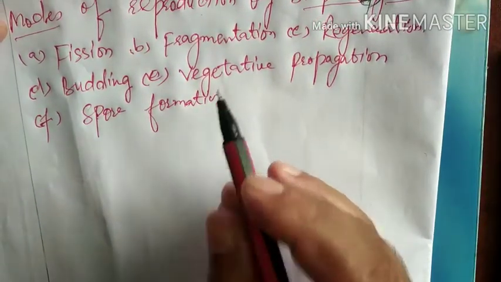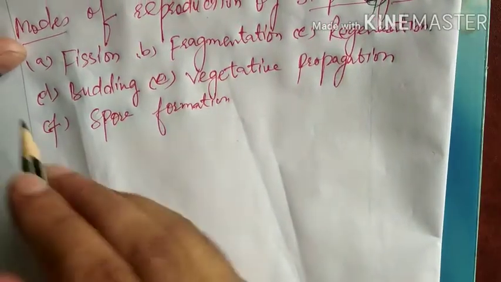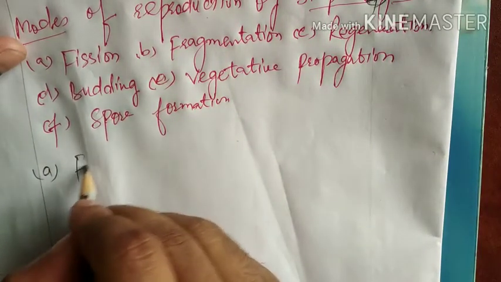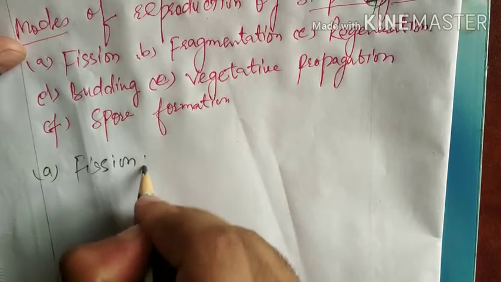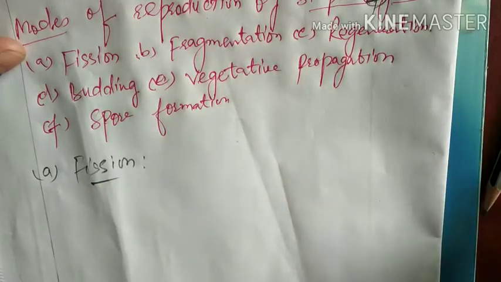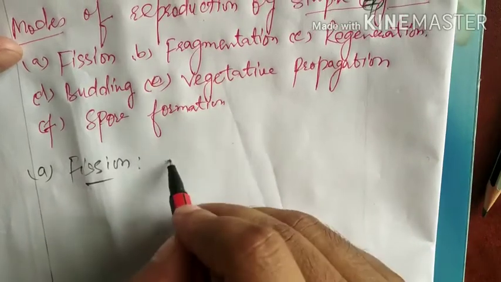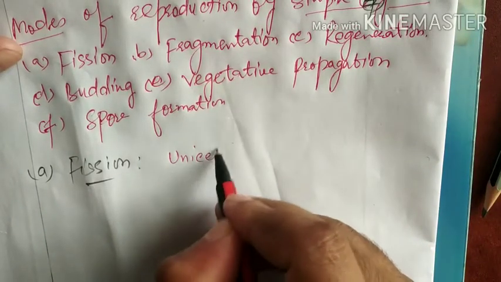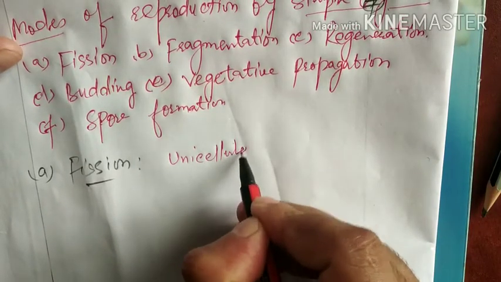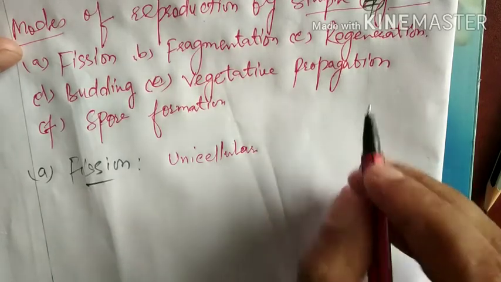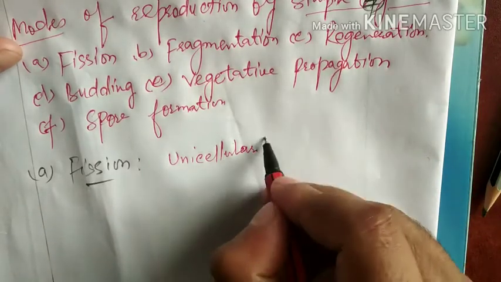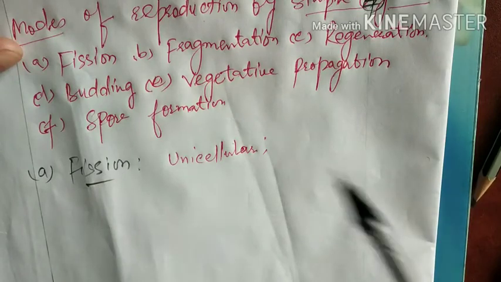These are all the different modes by which simple organisms reproduce using asexual reproduction. So what comes in fission? Fission is a mode of asexual reproduction. It is the simplest mode of asexual reproduction. We see this in unicellular forms of life.